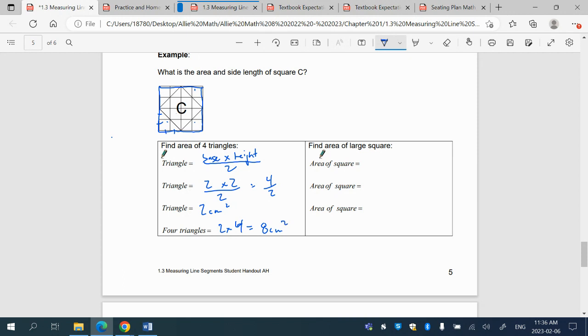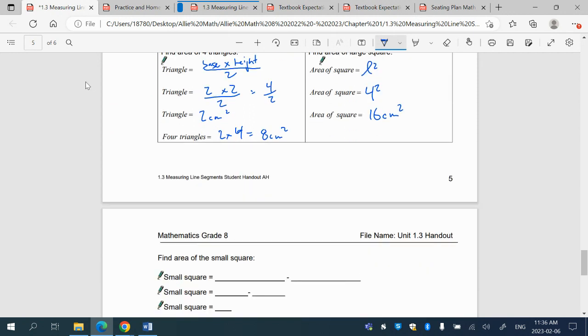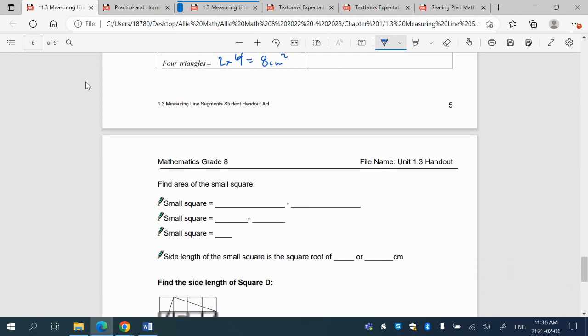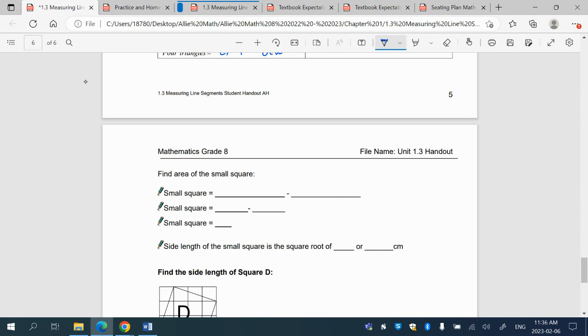Now let's find the area of the large square. So we can just count the side lengths. The area of the square equals length squared. So we can count 1, 2, 3, 4. That'd be 4 squared. The area of the square is 16 centimeters squared. To find the area of the small square equals the large square minus the triangles.